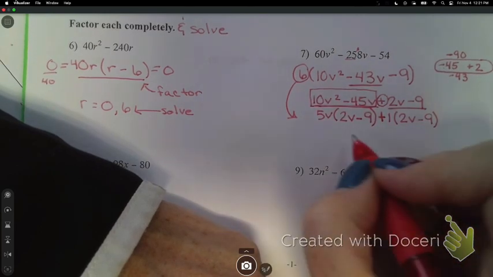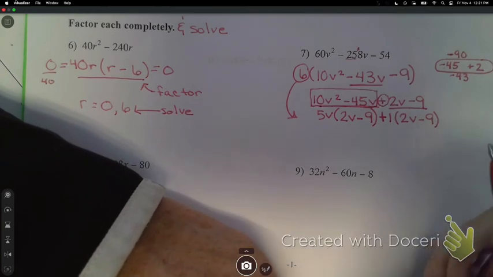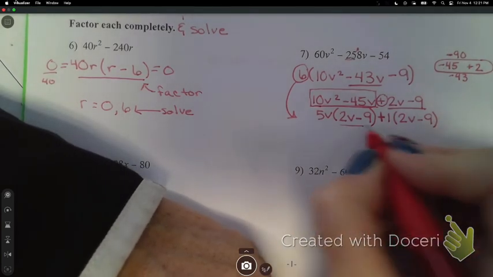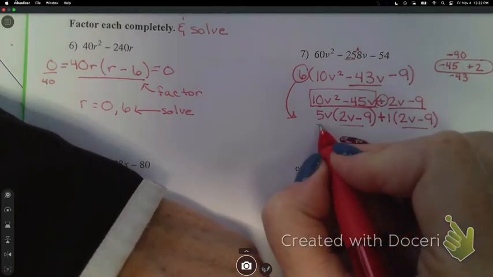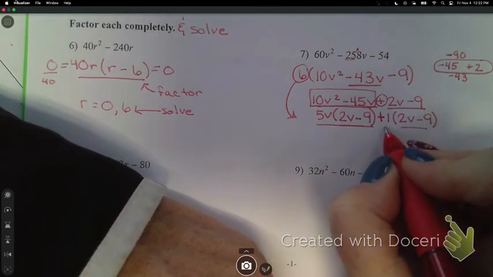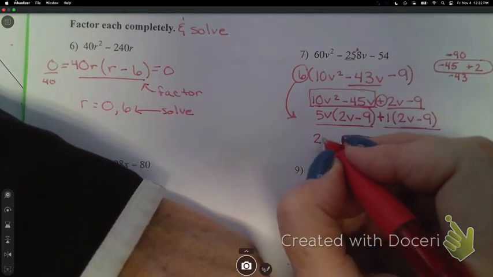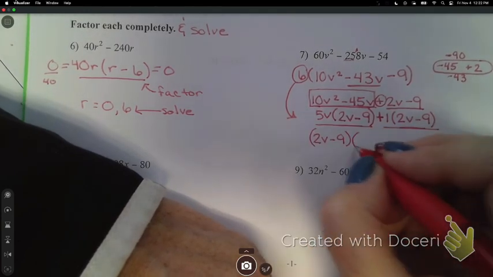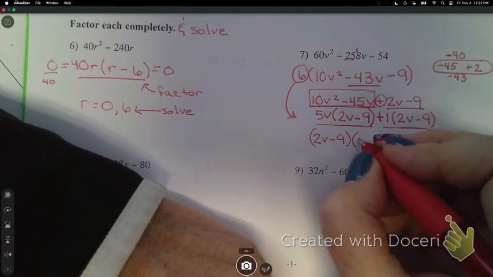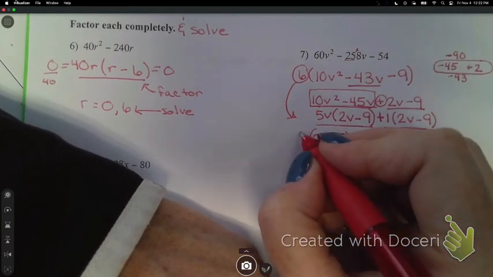How do I know I'm right here? Both of the quantities are the same. If the quantities are not the same, you didn't do it right. So I'm going to factor it again. What does the first term have in common with the second term? 2v minus 9. When I factor that out, what am I left with? 5v plus 1, and I put what in front of it all? 6.